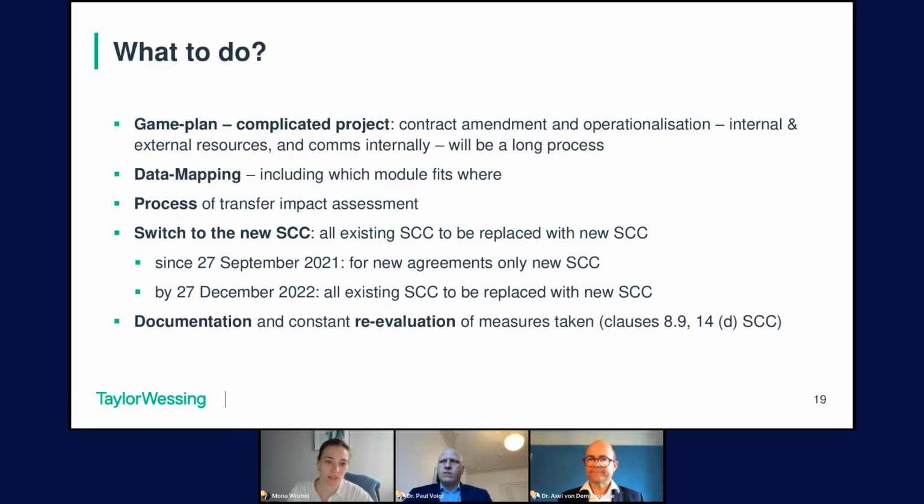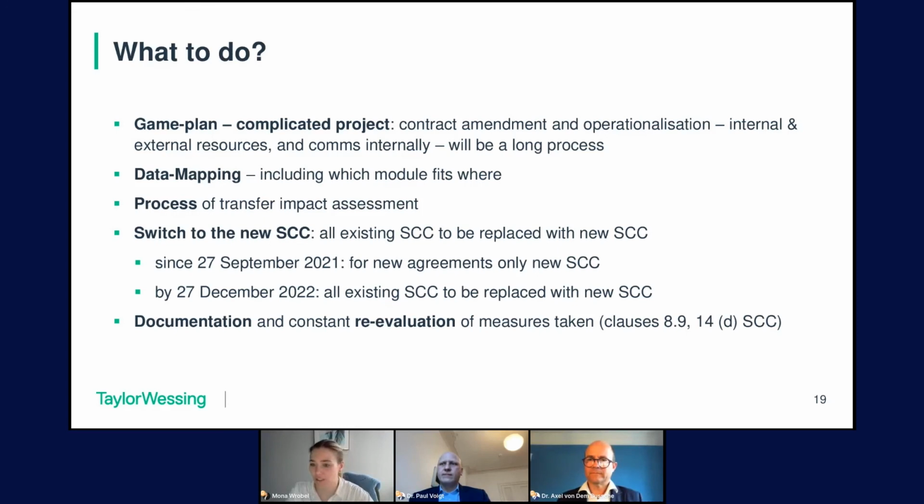And a quick win would be if you switch to the new SCCs now, like Axel already pointed out, until the end of December this year, you will have to replace all existing standard contractual clauses that have not been from June 2021 with the new ones. And thus you will have to check all of your existing contracts and apply the new SCCs. The sooner, the better. The year will be over sooner than later and faster than you can see.